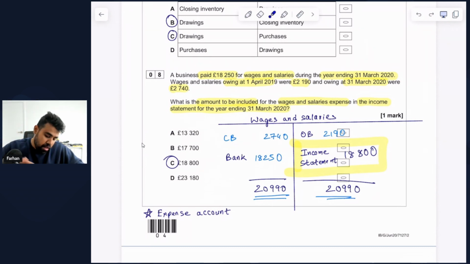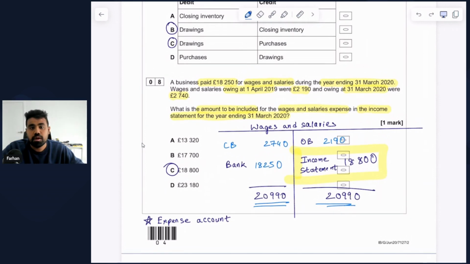Okay. Once we have taken care of the opening balance and the closing balance within the ledger account, let's understand the next thing here. So the first line says a business paid £18,250 for wages and salaries. Paid. It clearly mentions paid. Yeah. So if I was to journalize this first line, I'm trying to say what is going to be debited and what is going to be credited. What do you think it should be?